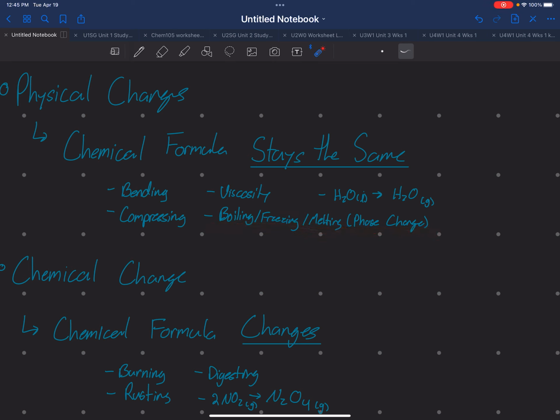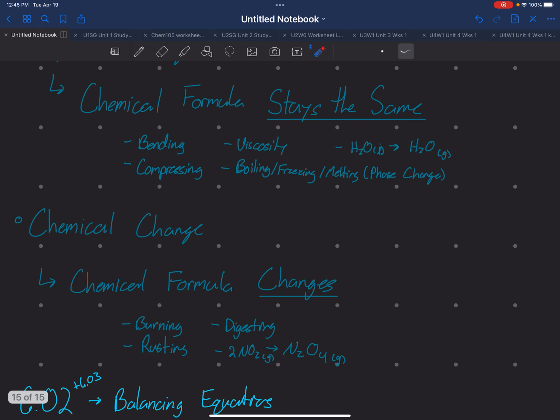So with this example with the water here, we have H2O with the parentheses L for liquid, going to H2O with parentheses G for gas, right? It went from liquid to gas, but the thing is it's still H2O. So that's why it's a physical change, because the formula stays the same. H2O is still H2O, even though it was a liquid and now it's a gas. So that's for physical.